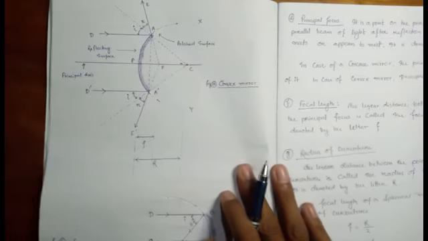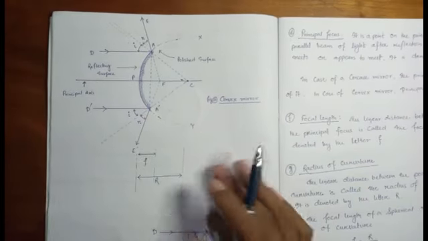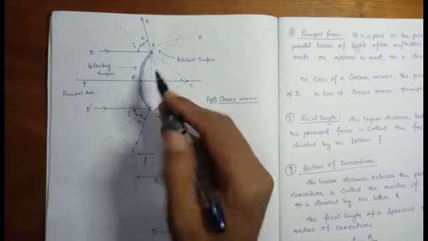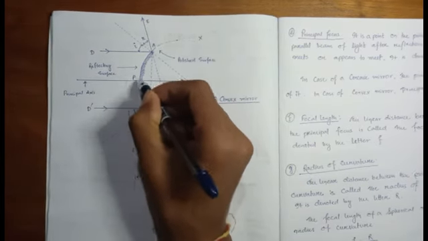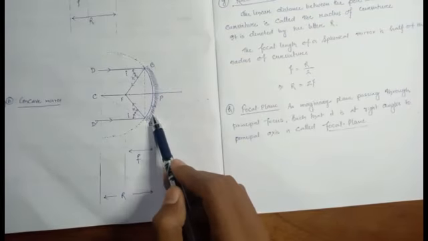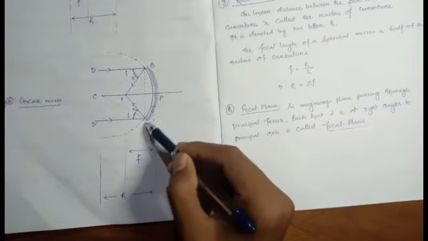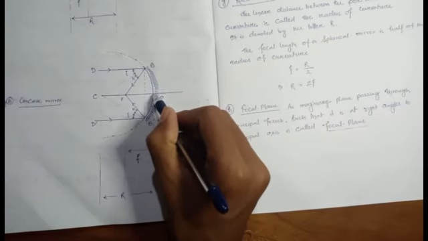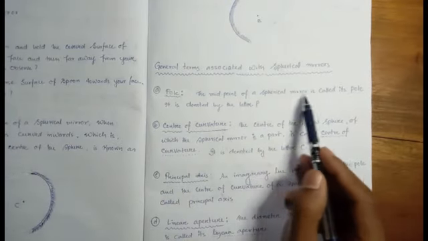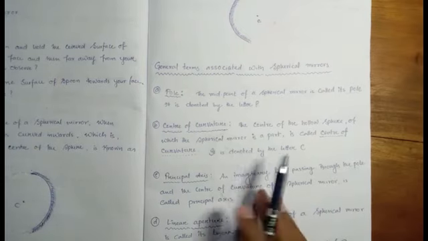I have drawn a figure also, you can see here. So this is a convex mirror. You see this point P, and this point P represents your pole. And in this figure, this is your concave mirror, and this point P is your pole. So what is pole? The midpoint of a spherical mirror is called pole. Clear?